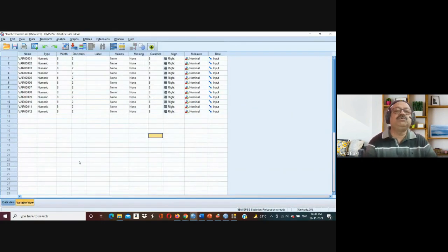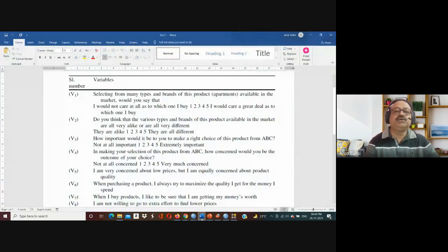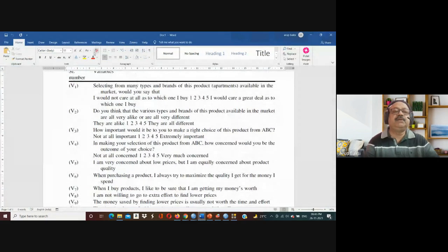So you know how to populate this particular variable view. This is an editable thing, so you can put the item over here. If you see the item, I can show you. These are the variables. These are the 12 variables. Say variable 1, they put it like this: selecting from many types of brands of this product, like apartments available in the market. Would you say that I would not care at all as to which one I buy? Would not care at all.